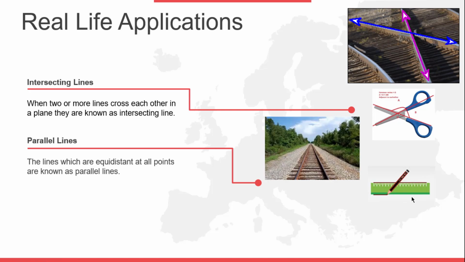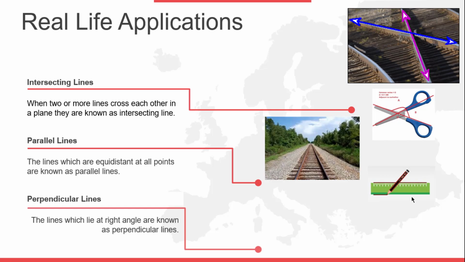Again, the third thing that we have learned is the perpendicular line, the line which lies at a right angle. So in real life, you can see this in a set square, a clock, or your blackboard. In a set square, you can see that the edges of the set square are forming a 90-degree angle between each other. Similarly, in this clock, the hour hand is at 3 and the minute hand is at 12. So again they form a 90-degree angle between each other. And the edges of a blackboard also form a 90-degree angle, which is represented by the purple line here.